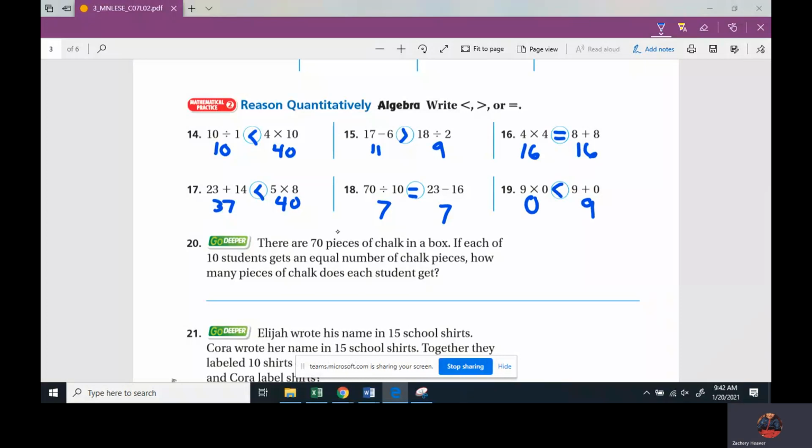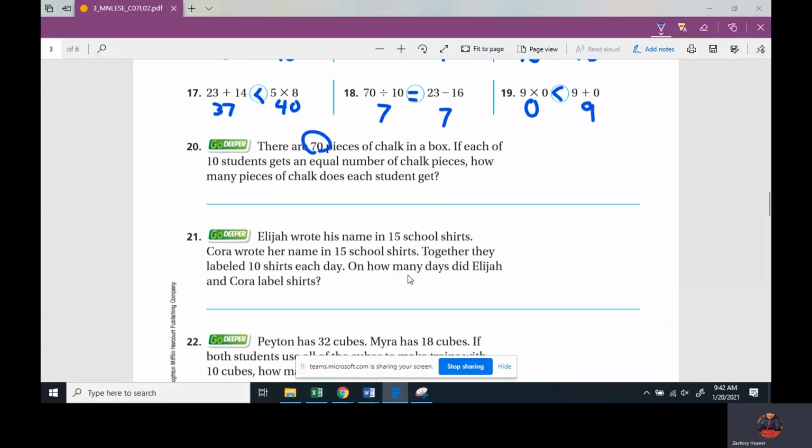Jack, there are 70 pieces of chalk in a box. If each of 10 students gets an equal number of chalk pieces, how many chalk pieces does each student get? So there's 70 in a box, and 10 students get the same amount. So what's our problem going to be?